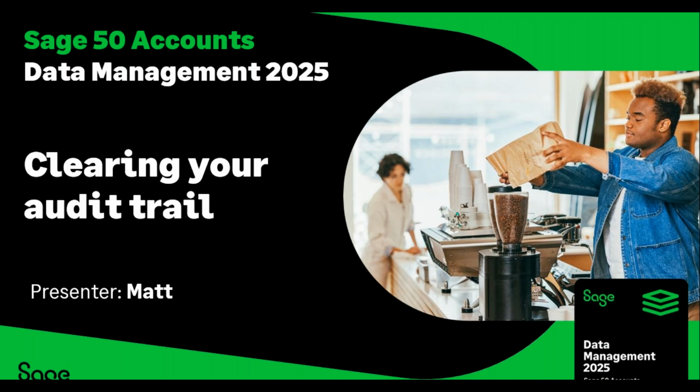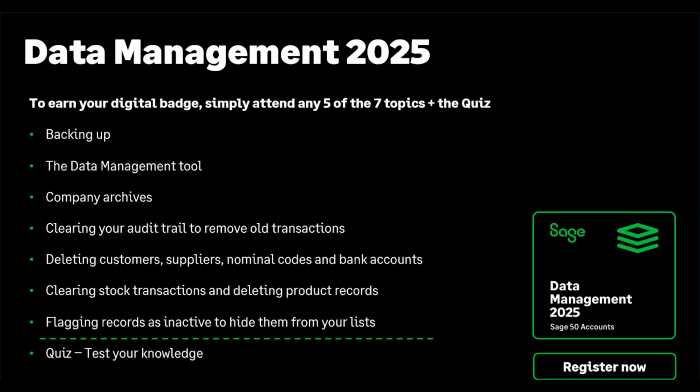So, talking about the badging series, let's just be a bit clearer on it. We're getting a digital badge from Credible. You've got to attend 5 out of 7 of the topics, all in relation to the Data Management 2025 badge as seen in front of you. We're up to 4, which is clearing your audit trail to remove all transactions. So if you've attended every single one so far, just one more for you, and then you'll be able to rest and just attend the quiz.